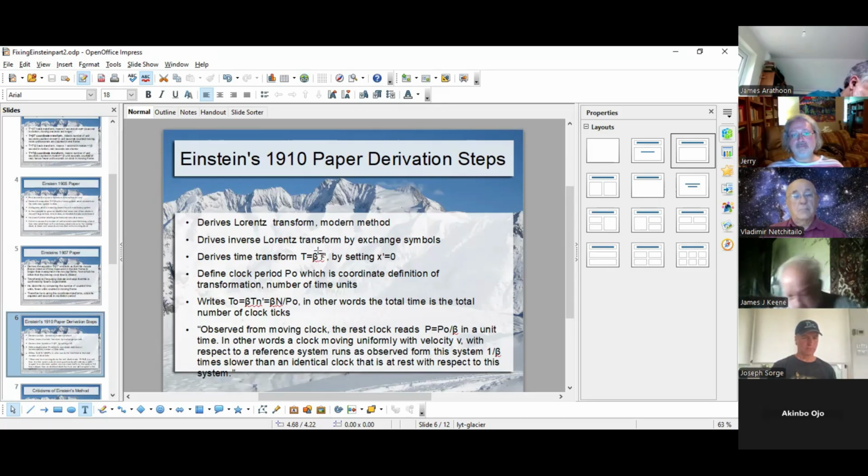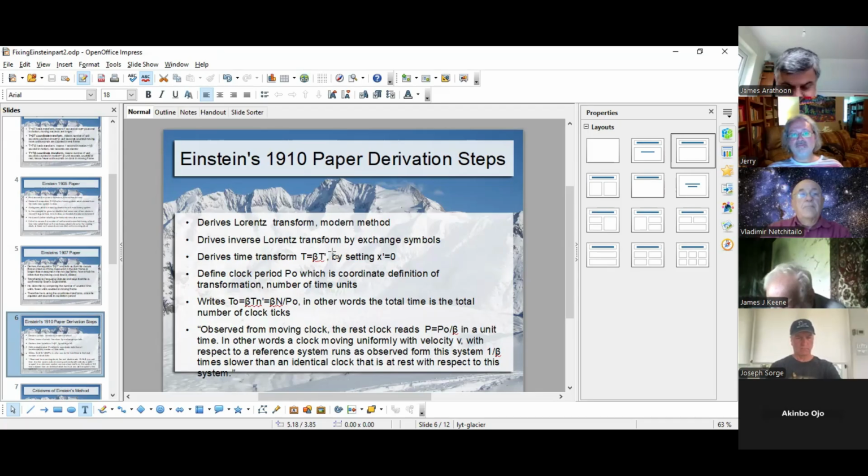Then he says, oh, I'm going to change the symbols in my Lorentz transformation. I'm going to exchange the prime symbols for the unprimed symbols. Okay, and because of the principle of relativity, this means that now I've changed from the rest frame where the Lorentz transformation was derived into the moving frame by this exchange of symbols. So now he has what in the textbooks they call the inverse Lorentz transformation.